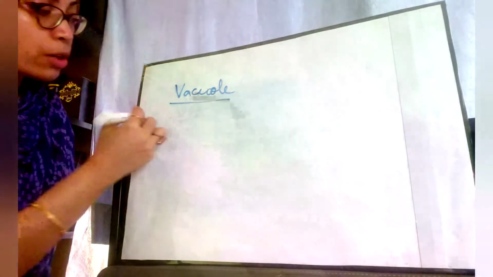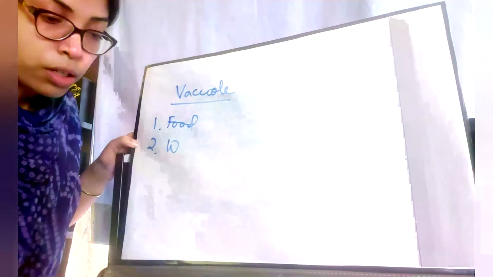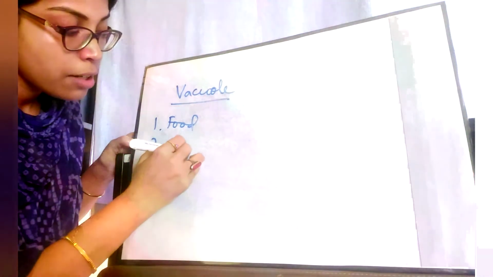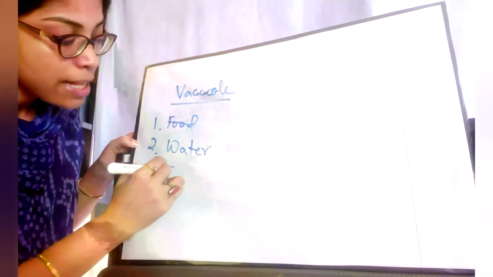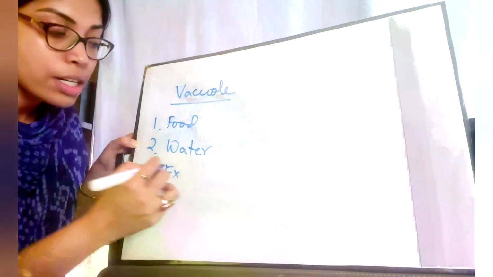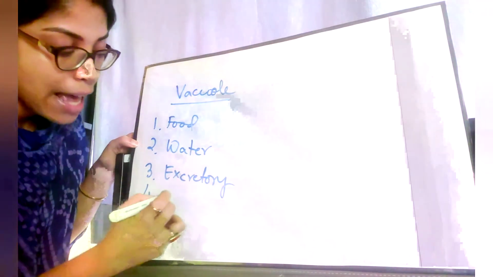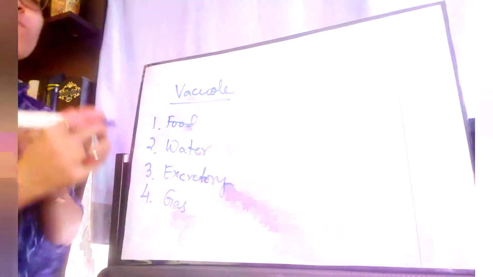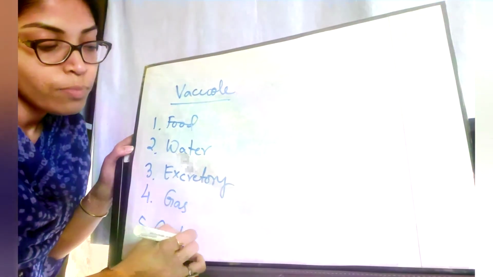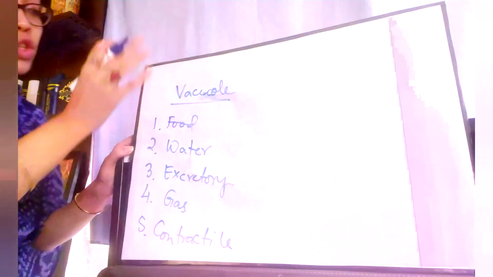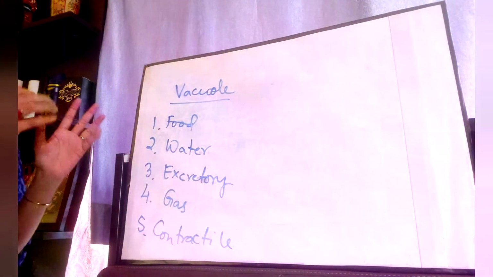First one is the food vacuole, that means it stores food. Second one is the water vacuole. Third one is the excretory vacuole, where all the excretory substances are stored. Fourth one is the gas vacuole, where some gases are stored. And fifth one is the contractile vacuole. So these are the different functions of vacuoles, and accordingly the vacuoles are of 5 types.